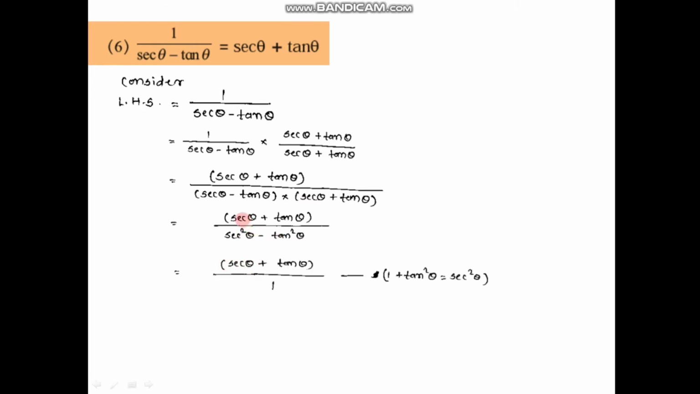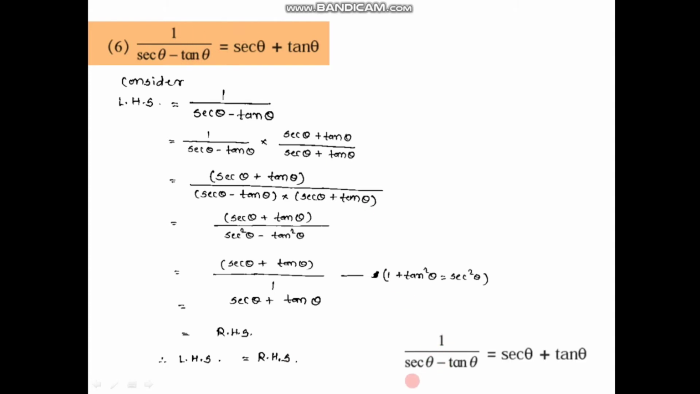Now to the next step, sec theta plus tan theta in the numerator as it is, and we have the second trigonometric identity, that is 1 plus tan square theta is equal to sec square theta. So here in this trigonometric identity, if we take tan square theta to the right hand side, we get sec square theta minus tan square theta is equal to 1. So here in the denominator, instead of sec square theta minus tan square theta, we can write 1. So the next step we get is sec theta plus tan theta, which is the right hand side of this equation. So we have proved here left hand side is equal to right hand side, and eventually we get the result. It is 1 divided by sec theta minus tan theta is equal to sec theta plus tan theta.